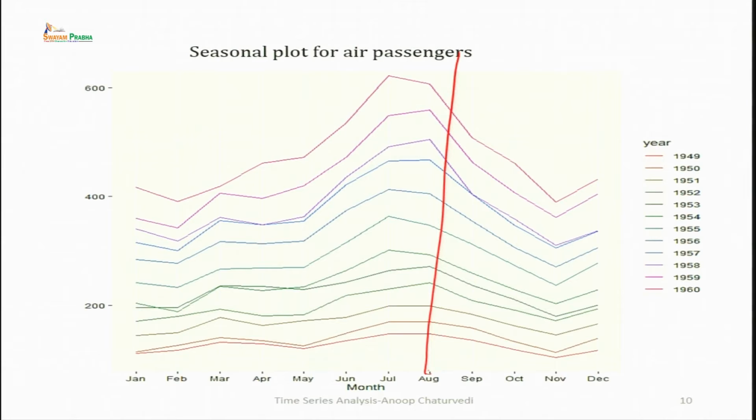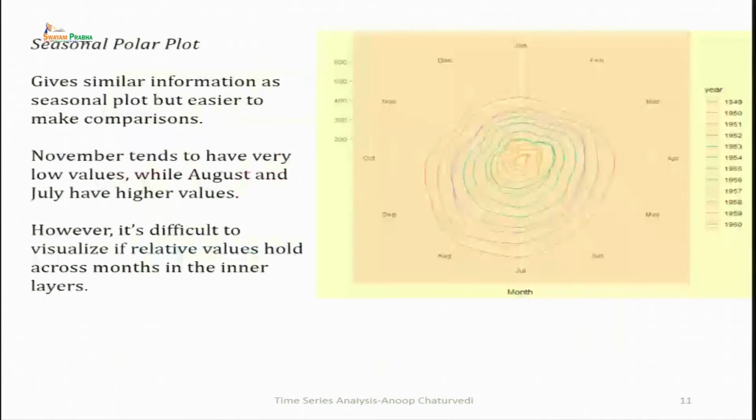Also, the months in which the observations have a tendency to decrease. Not only that, you also observe that the number of passengers traveling in January is quite close to the number of passengers traveling in December, or the number of passengers traveling in November is quite close to the number of passengers traveling in February. So, this kind of inferences you can easily draw using this plot.